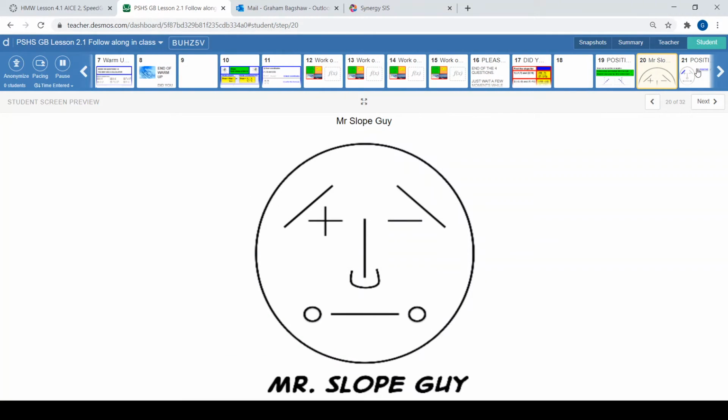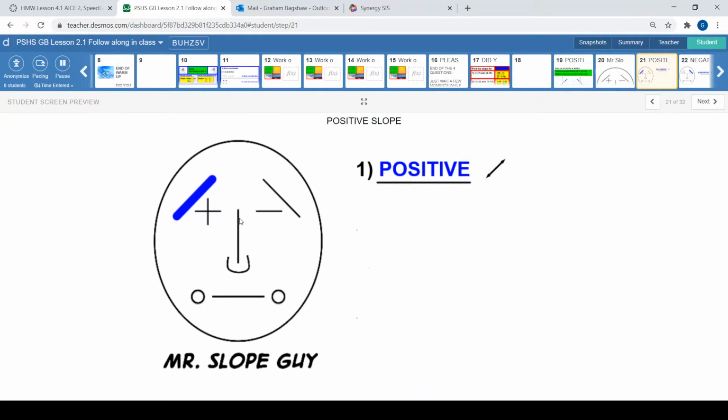Now, somebody did create this character called Mr. Slope Guy, who actually helps you to remember. If you can visualize this picture, it will help you to remember the difference between positive and negative, and also 2 other types of slopes that we're going to look at in a second. So positive slope here, you can see that this type of line is that same direction we talked about. But notice his eye is a plus sign, which is the symbol for positive. So if we look at this side of the picture, that will help us to remember what positive slope actually looks like.